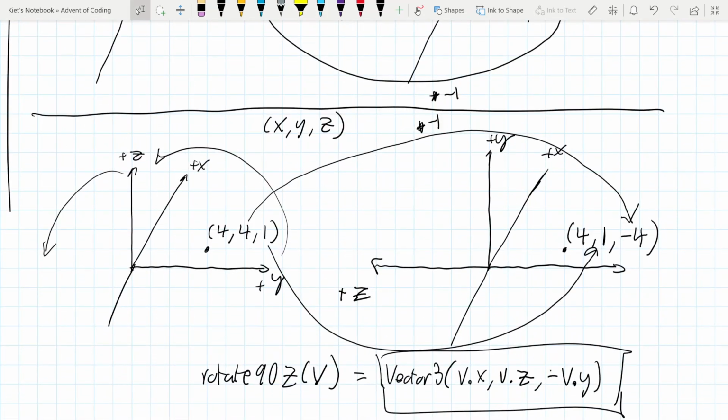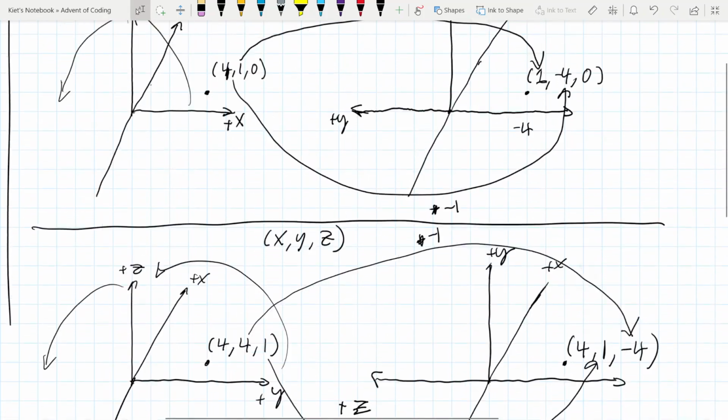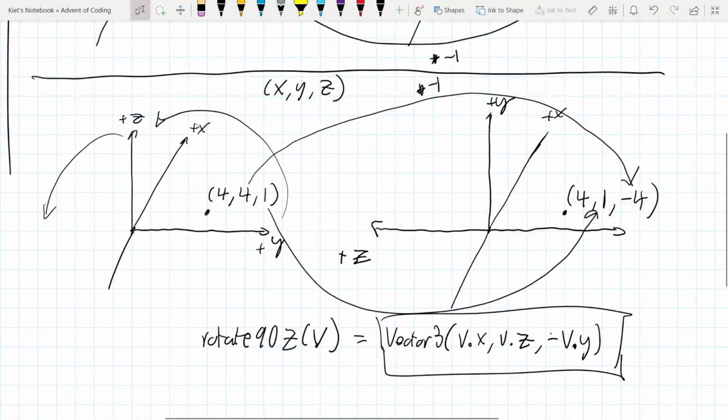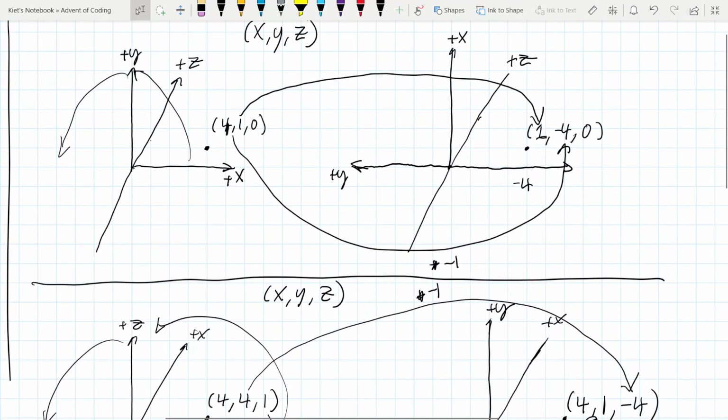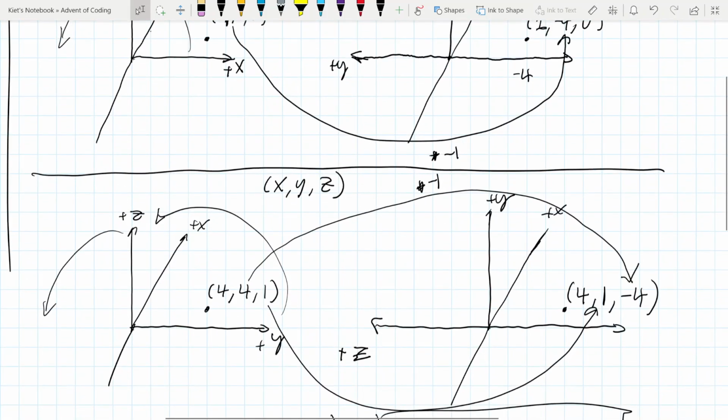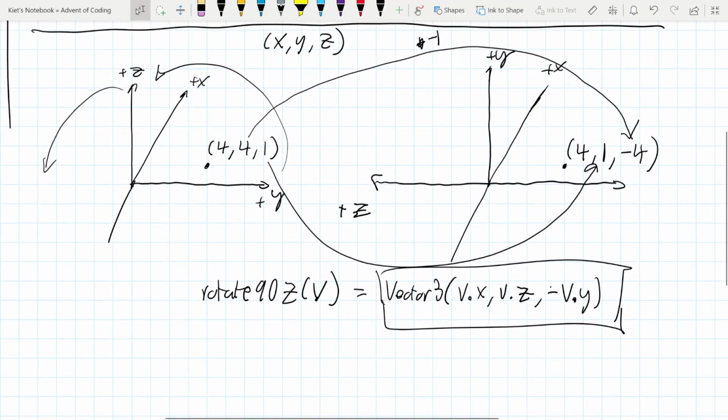Okay, and yeah, that's basically it. So once you get the rotate 90 for everything, then you can get rotate 180 and rotate 270 by just reapplying the transformation. So if you called rotate 90z, this method here, on the resulting vector, it will rotate it by 180 degrees from the starting vector.